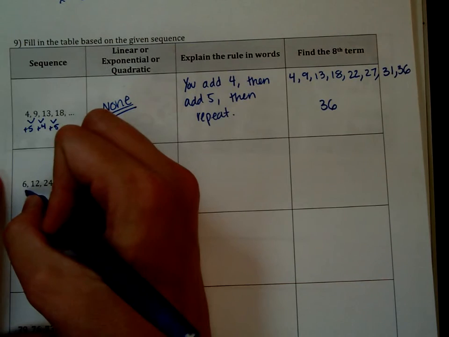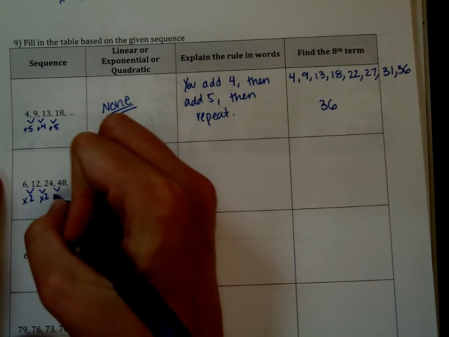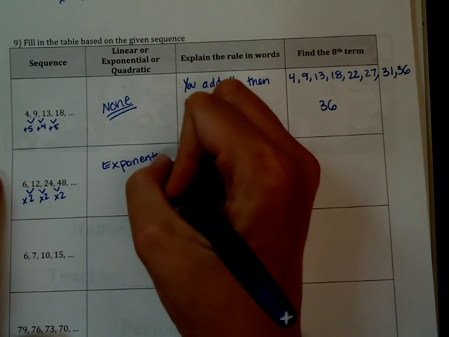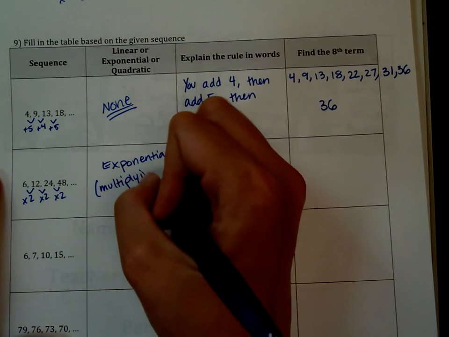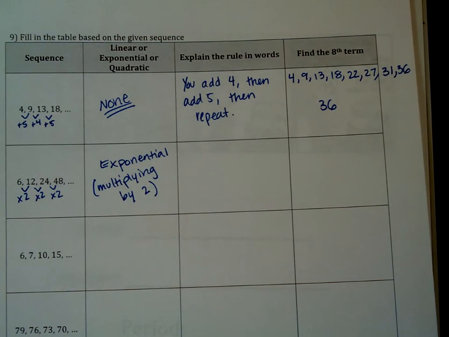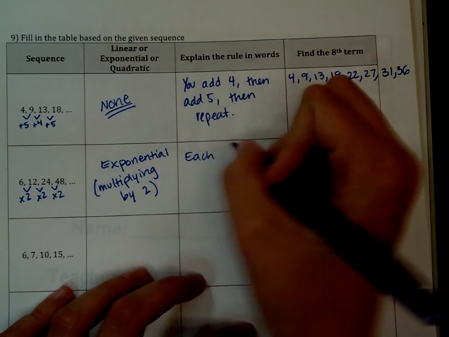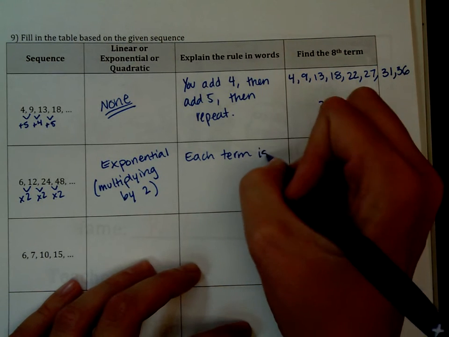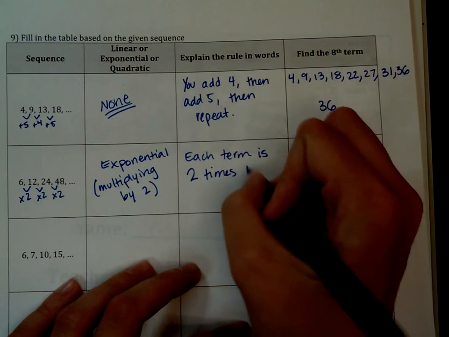This one, I see that it's multiplying by 2. So this is exponential because it's multiplying by 2. So, explain the rule in words. Each term is 2 times the previous term.